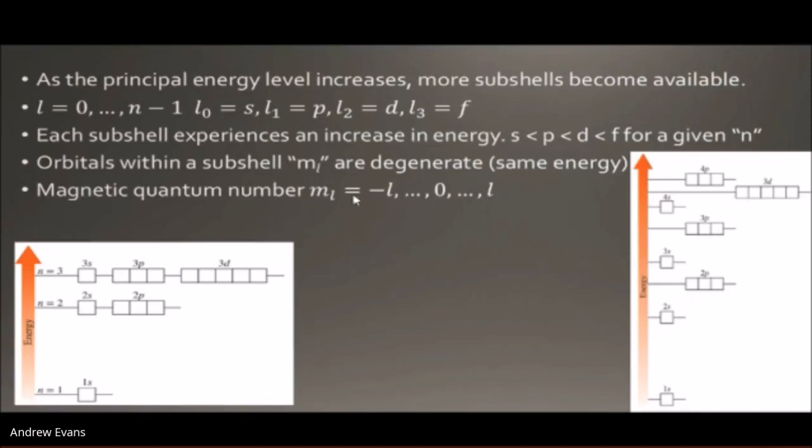But m sub L, which is our magnetic quantum number, has to do with whether it's a px, a py, a pz, or dxy or dyz. It's like looking at how many designations there are.